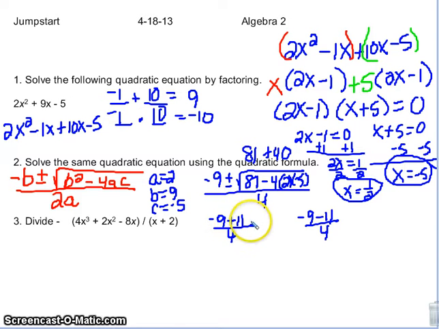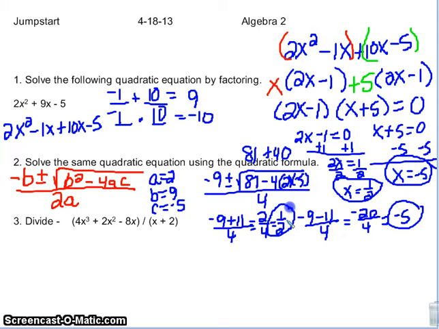-9 plus 11 is going to give me 2, and 2 over 4 is 1/2. -9 minus 11 is going to give me -20, and -20 over 4 gives me my -5. So it checks. You also can put this in your calculator and look for what? Where it crosses the x-axis, right? Our roots, our zeros, our solutions, and our x-intercepts are all the same.